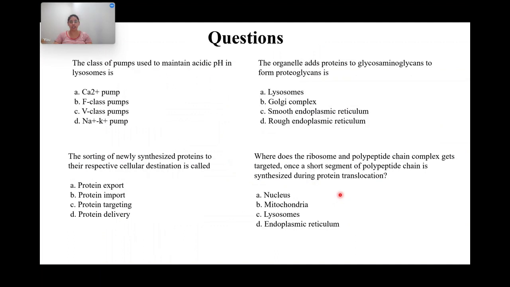Okay. Next, the class of pumps used to maintain acidic pH in lysosomes are these: calcium pump, F class, V class, or sodium potassium pump. The next, the organelle that adds proteins to glycosaminoglycans to form proteoglycans, and where does it take place? Third, the sorting of newly synthesized protein to their respective cellular destination is which of these? And the last is, where does the ribosome and polypeptide chain complex get targeted once a short segment of polypeptide is synthesized during protein translocation? So once it has this tag, where is it targeted to?